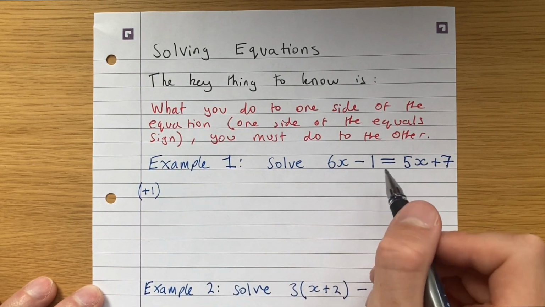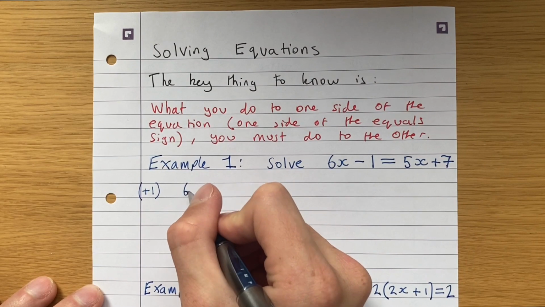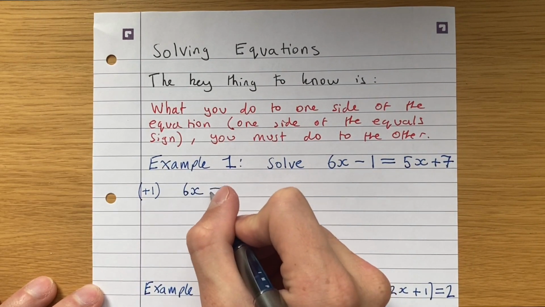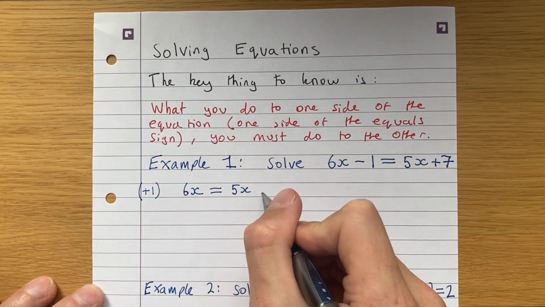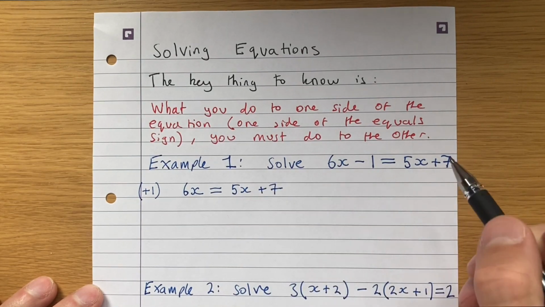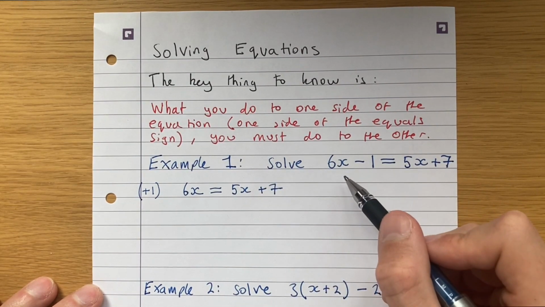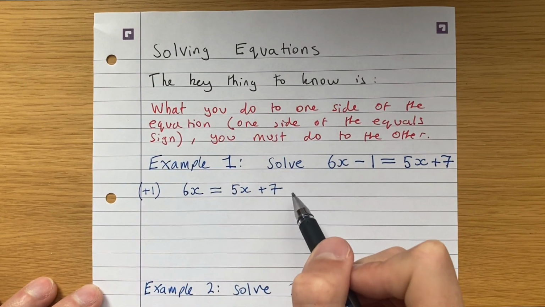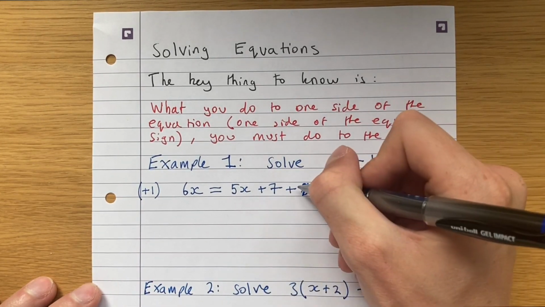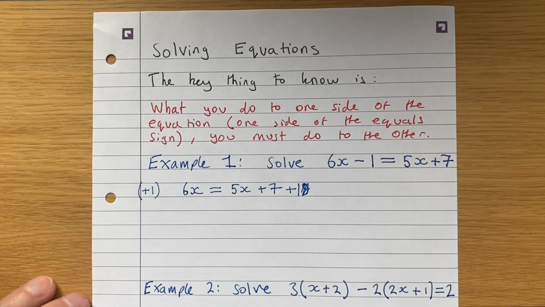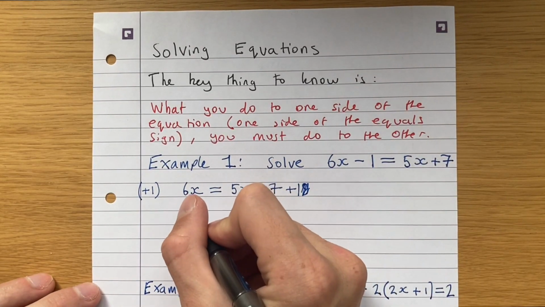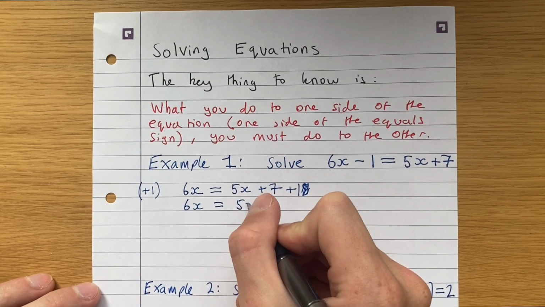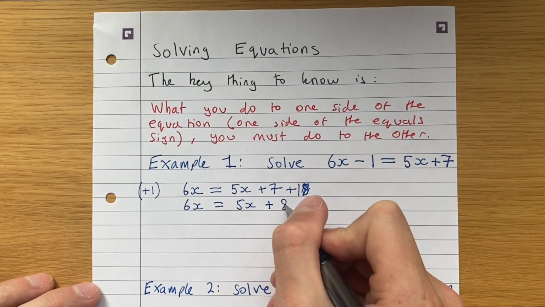Well, 6x minus 1 plus 1 is just 6x. So this implies that 6x is equal to 5x plus 7. And remember, we have to do the same thing to this side as we did to this side. So we've got the plus 1 here telling us we've added 1 to this side, but we also need to add 1 onto this side. And then it's the exact same thing. So 6x equals 5x plus 7 plus 1, which is 8.